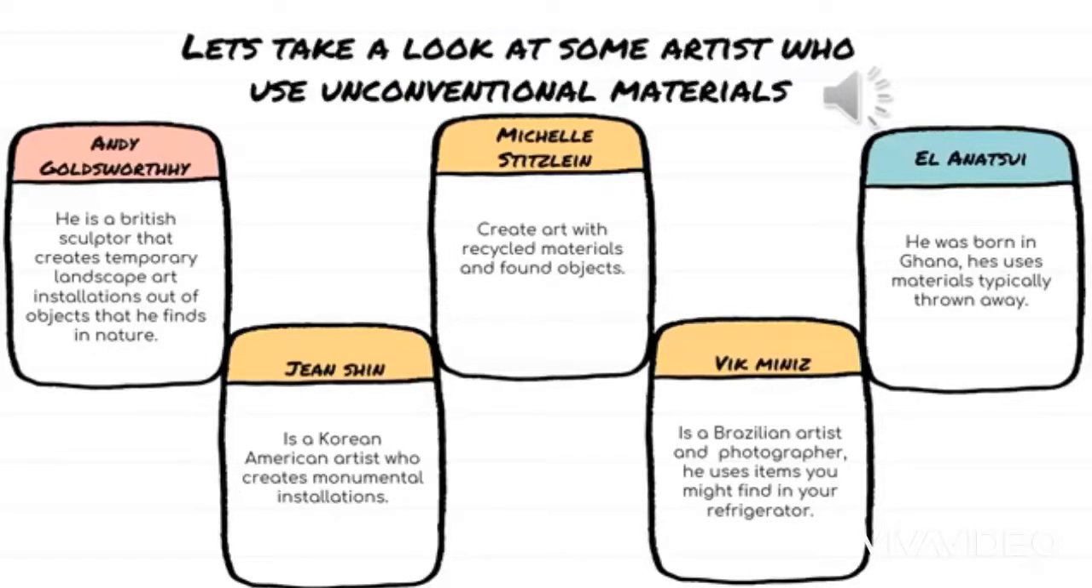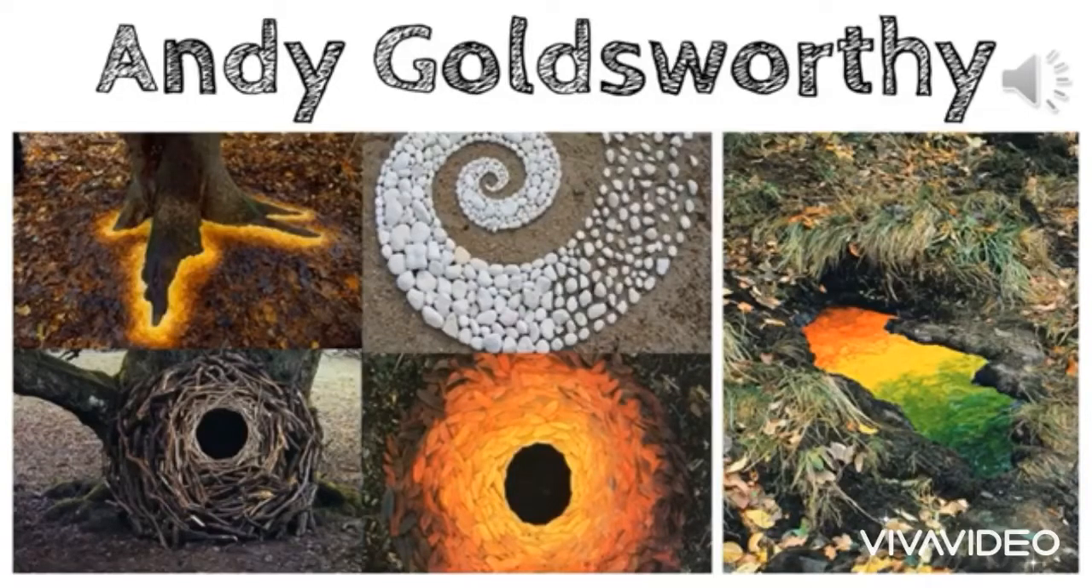Now, let's take a look at some artists who use unconventional materials. Andy Goldsworthy is a British sculptor that creates temporary landscape art installations out of the objects that he finds in nature. He uses sticks, stones, leaves, and anything else that he finds outside. What are some objects you can find from nature to create art?